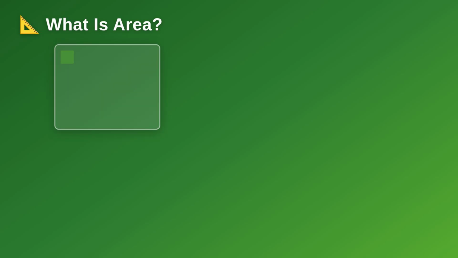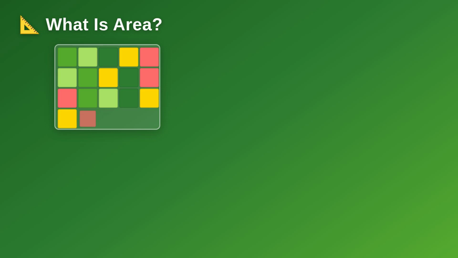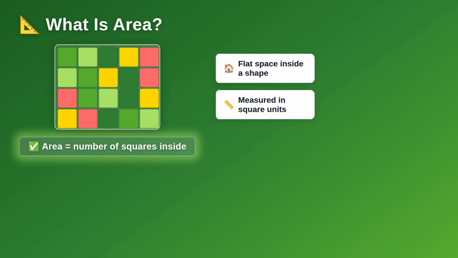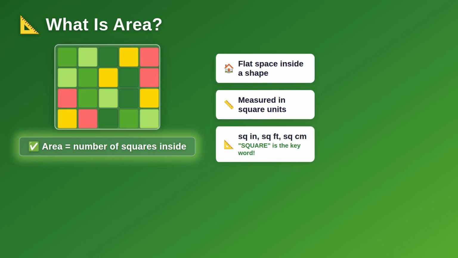So what exactly is area? Imagine you have a bedroom floor. Area is the amount of flat space inside a shape. It's how many square tiles would cover that floor completely. Every time you ask, "How much carpet do I need?" or "How much wrapping paper fits on this box?" you're thinking about area. Area is measured in square units, like square inches, square feet, or square centimeters. The word square is key because we're covering a surface with little squares.